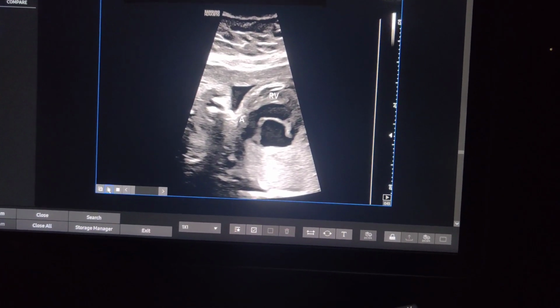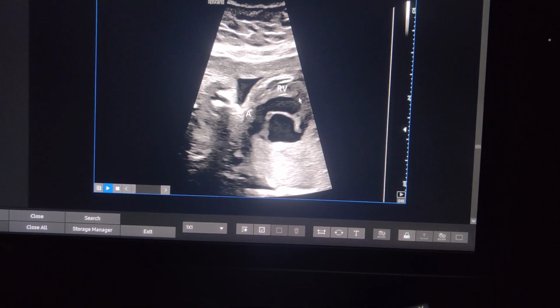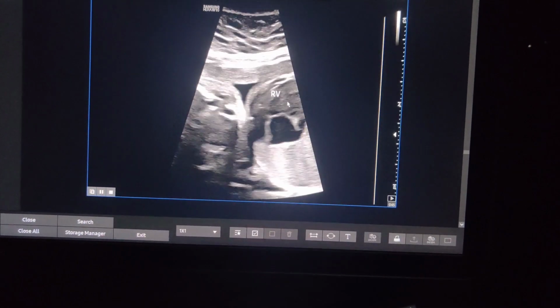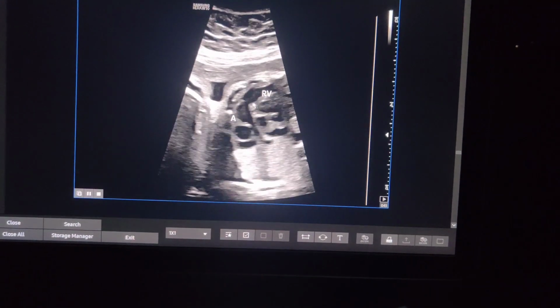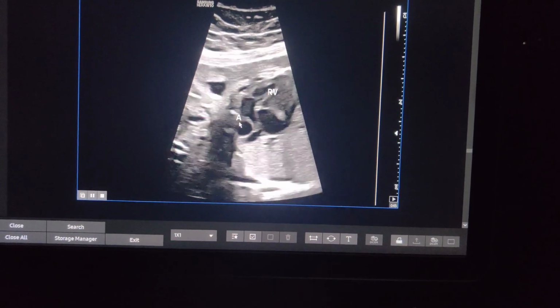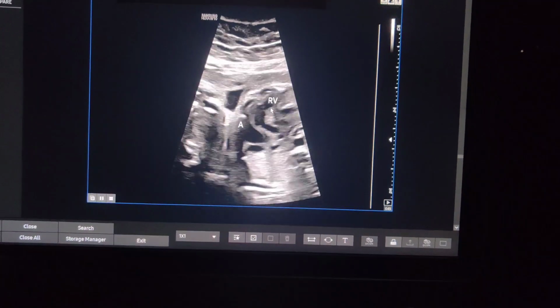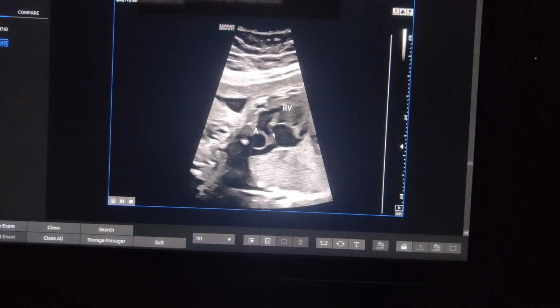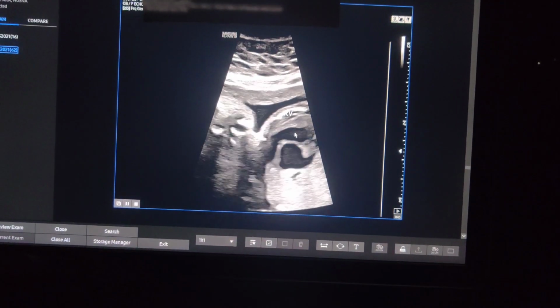Next, I rotate the probe to get the right aortic outlet. So that's the right ventricle, and that's the aorta coming out from it. So now we can see it. This is PA, and this is aorta, right?